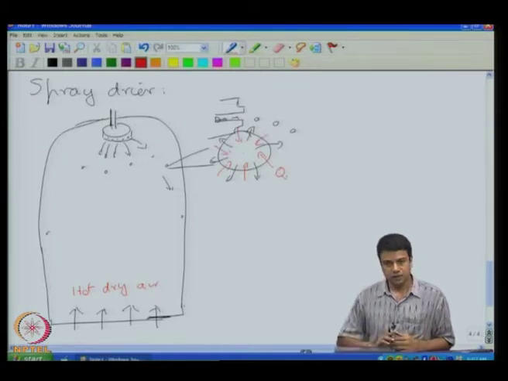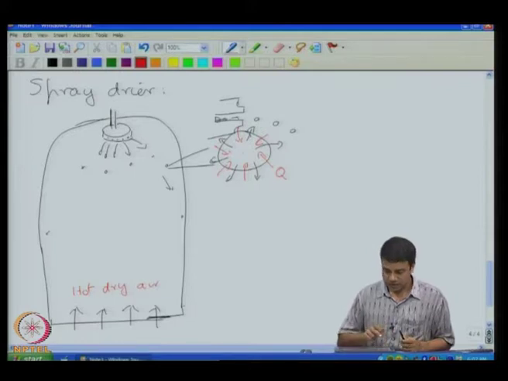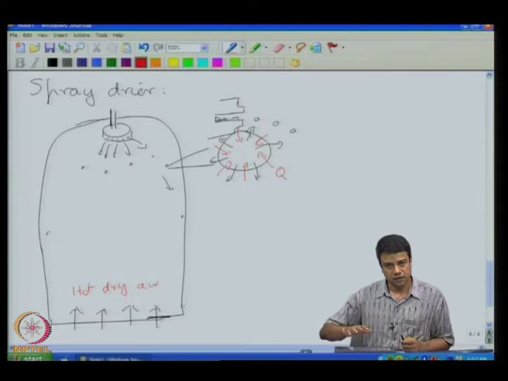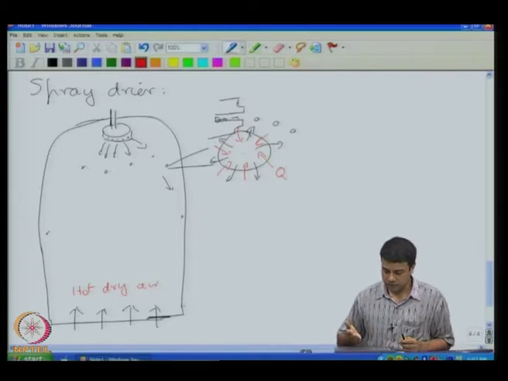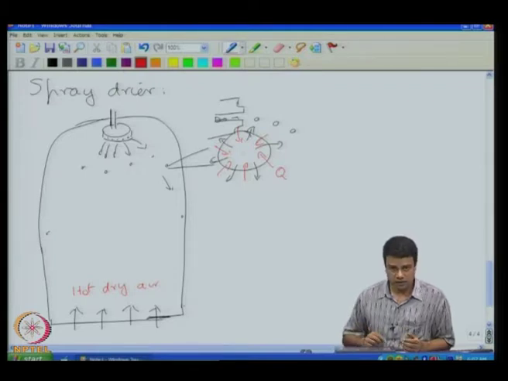It has to go in sufficient quantity that by the time it hits the wall, the heat supplied is sufficient to evaporate all of the water, and the water all gets evaporated, and the mass transfer rate is sufficient that all of the water leaves the droplet. The heat transfer rate, of course, will depend upon the difference in temperature between the air and the droplet, which is why it is necessary to supply hot dry air at the inlet.